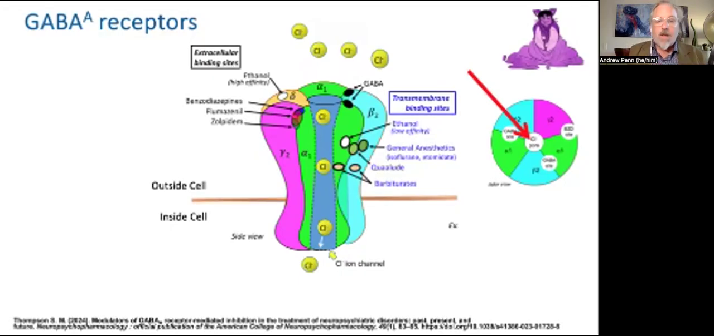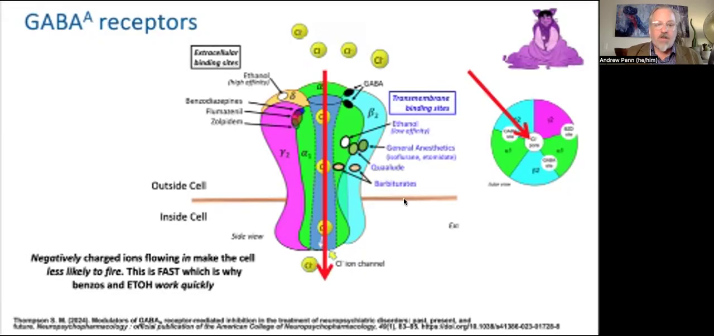So once this opens up, it allows those negatively charged chloride ions that are just sort of waiting for their chance to flow in, and they'll flow into the cell and decrease the probability of it firing. And this, of course, can happen really fast. This is why, say, a benzodiazepine works in the course of just maybe a few minutes to an hour.